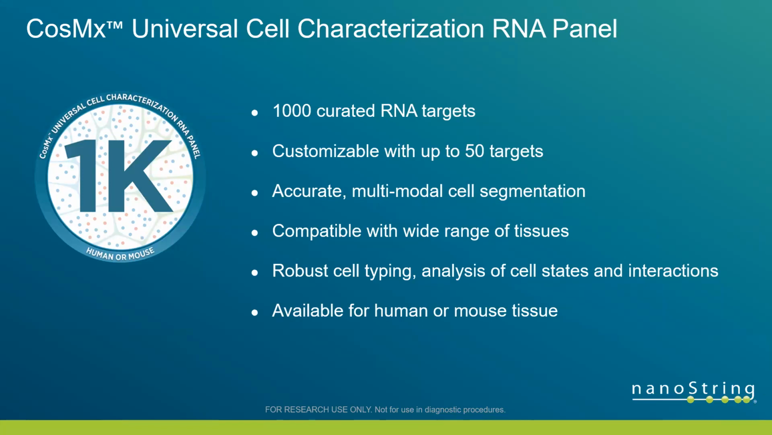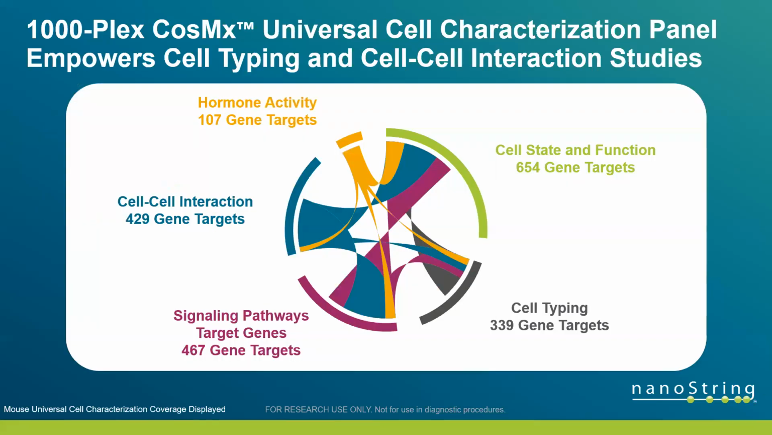So again, this is a panel that's available for both human and mouse. And when it comes to this 1000-plex, here we're demonstrating the mouse universal cell characterization with the coverage that we're finding across these specific panels as is assayed across tissues, looking at hormone activity, getting into cell-to-cell interaction studies, signaling pathway and target genes, looking at cell state and function targets, and then cell typing as well, kind of rounds out the use of the specific panel.